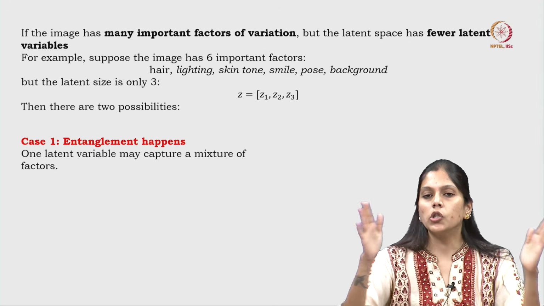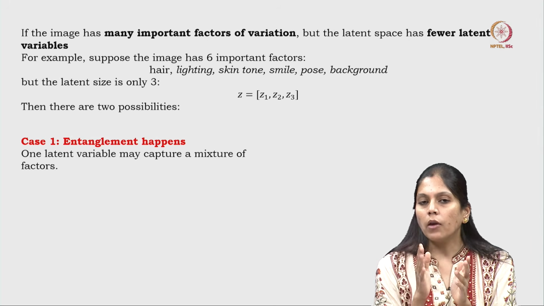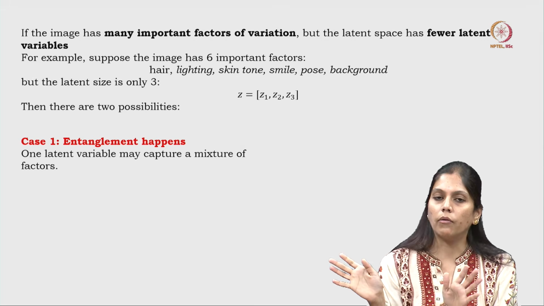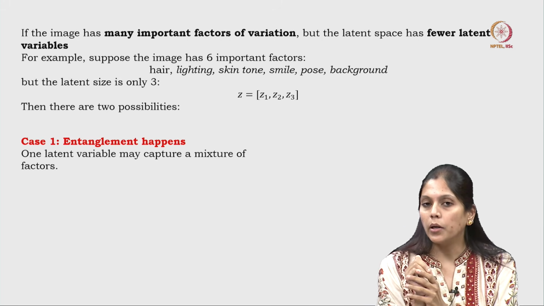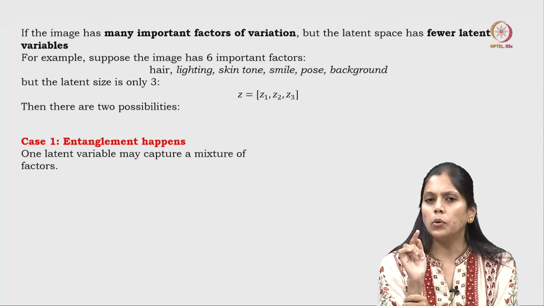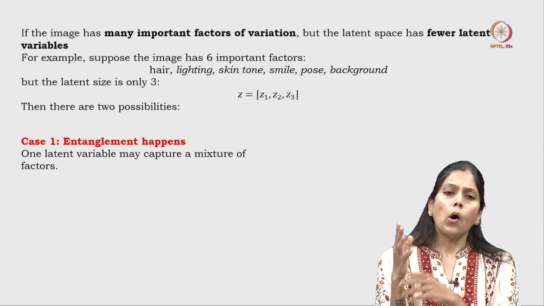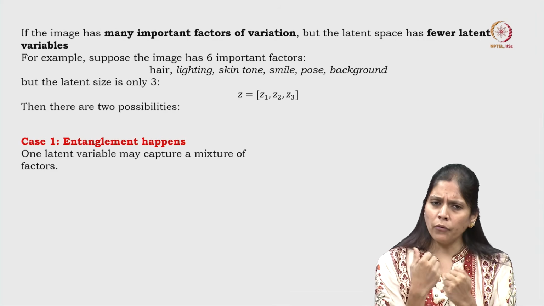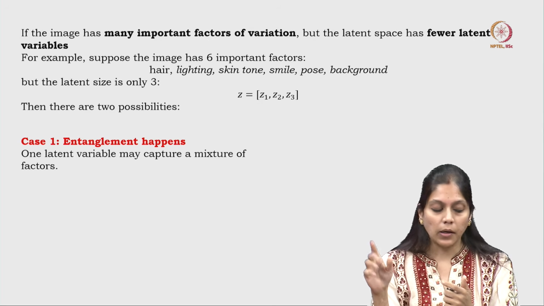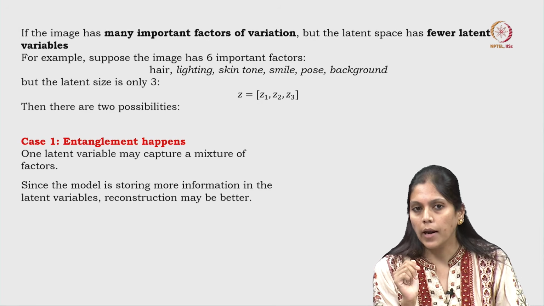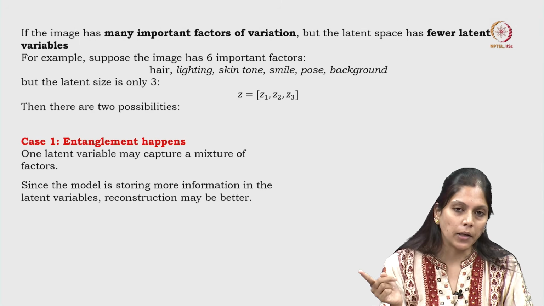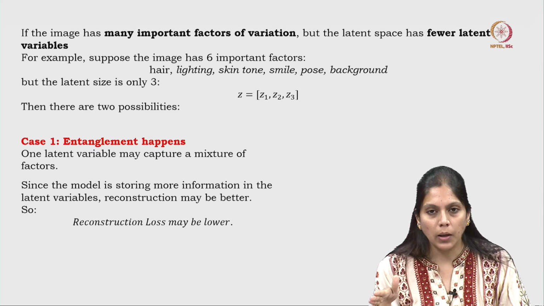Otherwise, the number of variations is more and Z is small. If you allow disentanglement, then it is going to capture only a few, and the remaining are left out. If you allow entanglement, then Z1 is a combination of all of those features, Z2 is a combination, Z3 is a combination, and all of the features have been captured. If all of the features have been captured, then what is very good? Reconstruction is good. Since the model is storing more information, reconstruction will be better. Therefore, reconstruction loss will be lower.